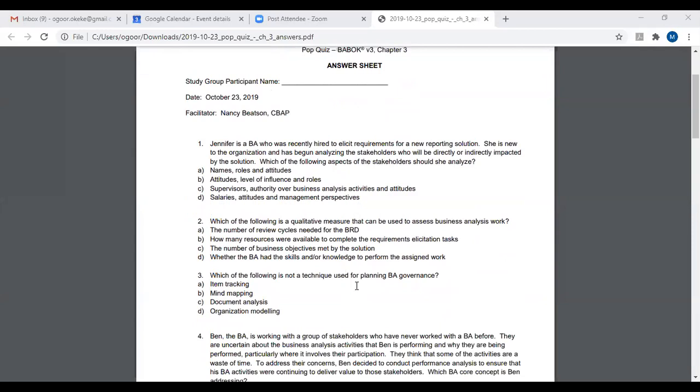Okay, so question number one. Jennifer is a BA who was recently hired to elicit requirements for a new reporting solution. She is new to the organization and has begun analyzing the stakeholders who will be directly or indirectly impacted by the solution. Which of the following aspects of the stakeholders should she analyze? A, names, roles, and attitudes. B, attitudes, level of influence and roles. C, supervisors, authority over business analysis activities and attitudes. D, salaries, attitudes and management perspectives. So which one is the correct answer?